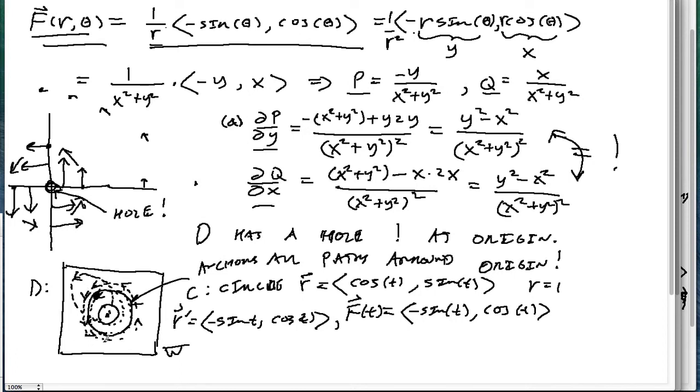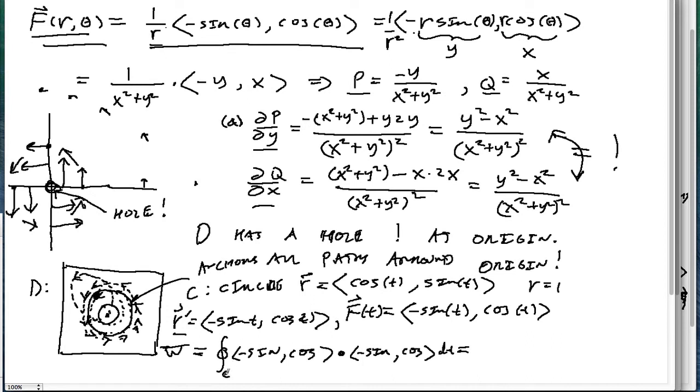All right, so the path integral, the work around this path, we always do our paths counterclockwise. That's one important feature. We always want to do that, and we'll see why later. That'll just be a convention. It has to do with something we call the right-hand rule, but we'll get to that in a bit. So our path integral over our circle is going to be negative sine, cosine dotted with r prime, which is negative sine, cosine, dt.